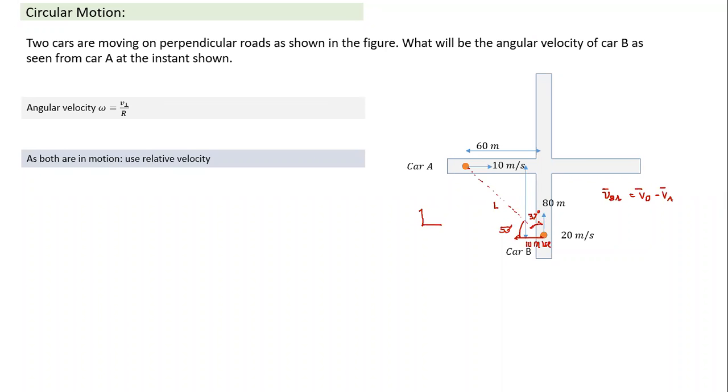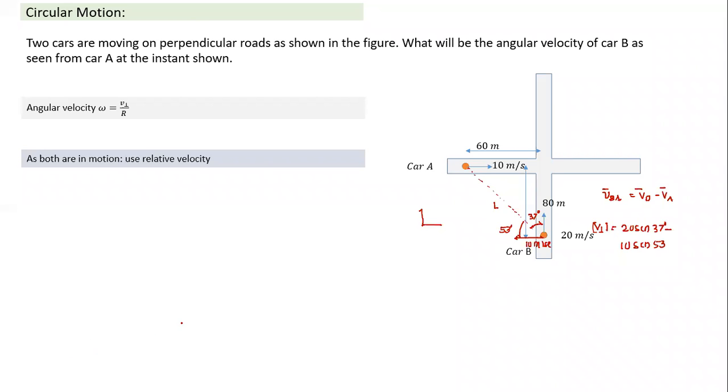So one way I can calculate, what is the perpendicular component here? If I take the perpendicular component, one will be 20 sine 37. And the other is in the opposite direction, so I'll put a minus sign, minus 10 into sine 53. That is equal to the perpendicular component of relative velocity. I divide by the distance here, the distance is 100 meters, and I get the angular velocity.